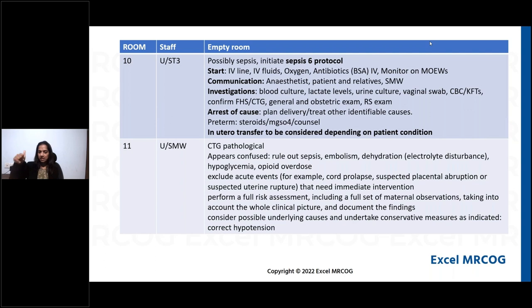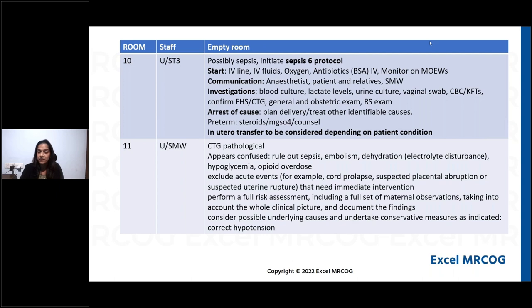So what you do is, in this case, what are the steps you would take to resuscitate her? First is IV line, IV fluids, oxygen, broad spectrum antibiotics, monitoring on the MEOWS chart. This is basically the sepsis 6 care bundle that you would do. Communicate with the anesthetist, patient and relative, senior midwife, consultant, of course. Investigations would be your blood culture, lactate levels, urine culture, vaginal swab, complete blood count and renal function test because you're suspecting sepsis. So kidney function is also important.